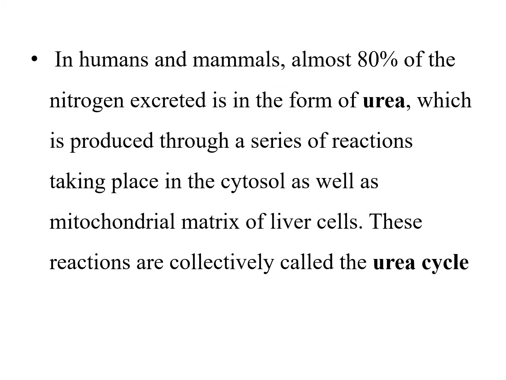In humans and mammals, almost 80% of nitrogen is excreted in the form of urea, which is produced through a series of reactions taking place in the cytosol as well as the mitochondrial matrix of liver cells. These reactions are collectively called the urea cycle or ornithine cycle.